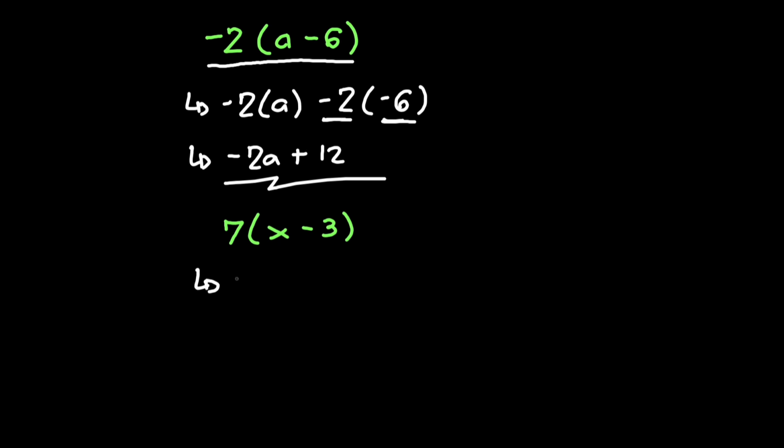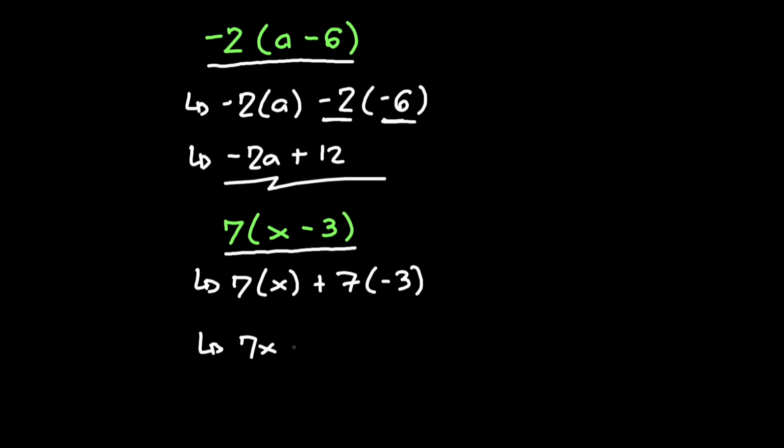Let us move on with here. 7 multiplied by x minus 3. It would be 7 multiplied by x plus 7 multiplied by negative 3. So the answer would be 7x minus 21, because 7 multiplied by negative 3 here would be negative 21.